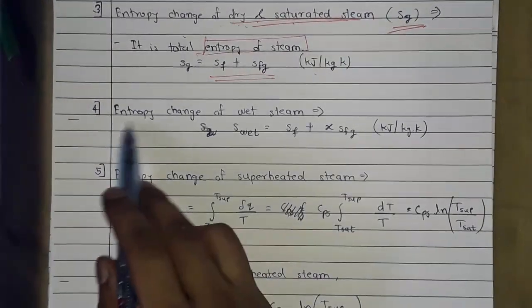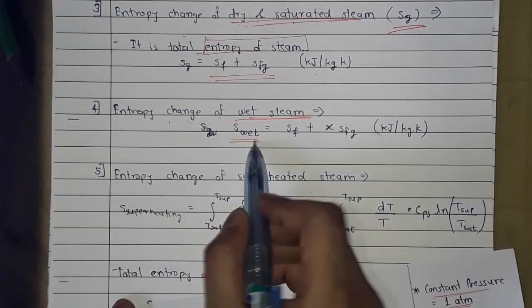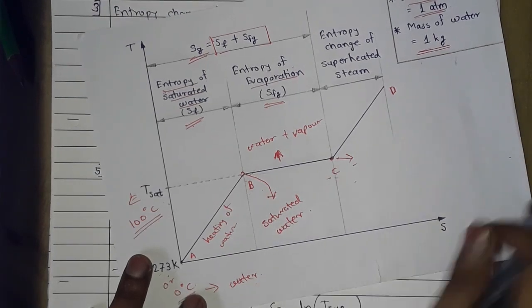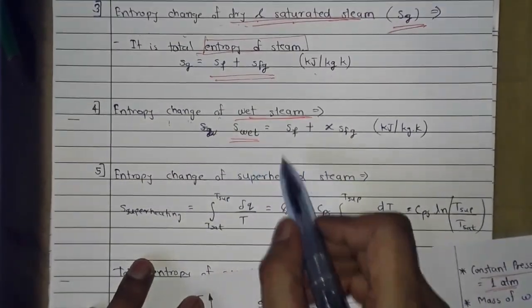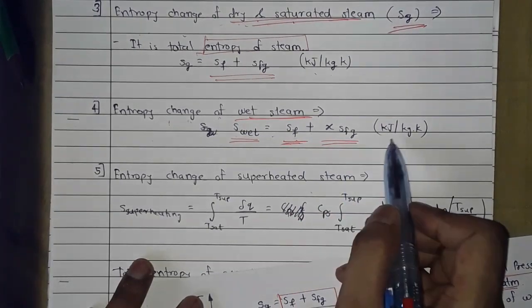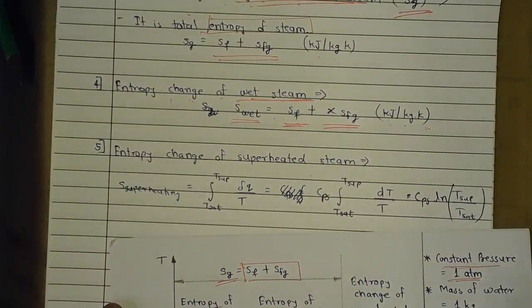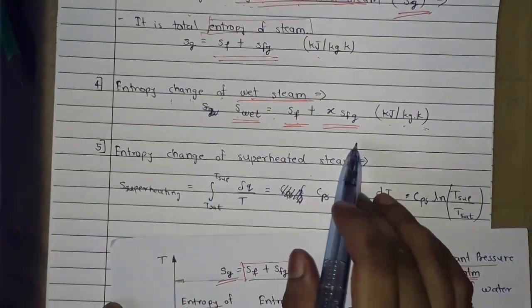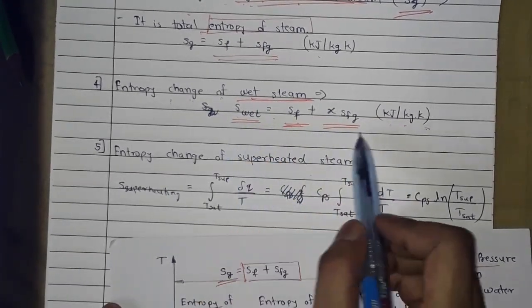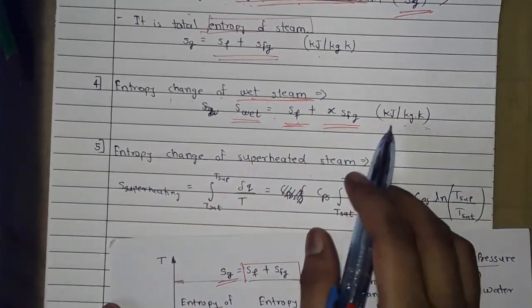Now here friends, entropy change of wet steam. Here friends, S wet is equal to entropy change of wet steam, that is steam which we get during BC process. Here friends, entropy of wet steam is given as S wet is equal to SF plus XSFG kilojoule per kg Kelvin. Now this is a steam which we got at the end of the process in particular question, and this is wet steam because there is some moisture in that particular steam at the end of that particular process.